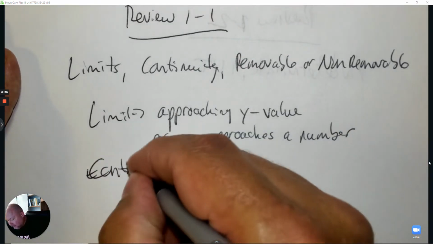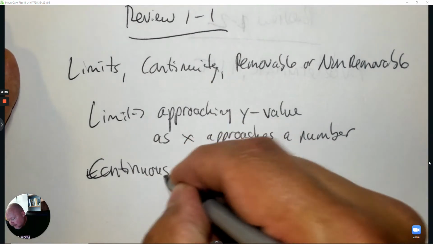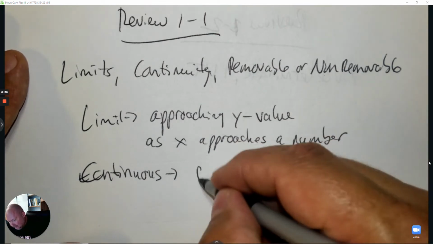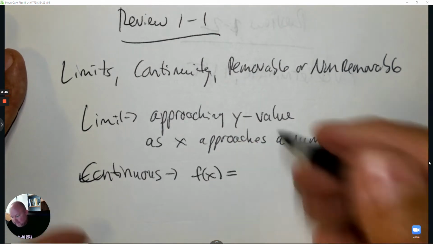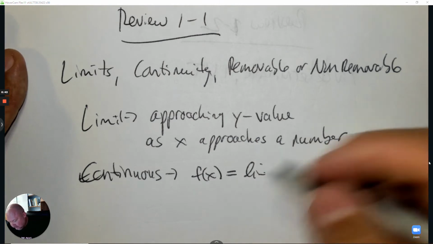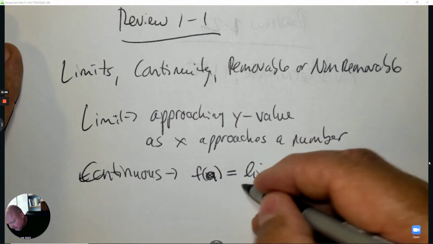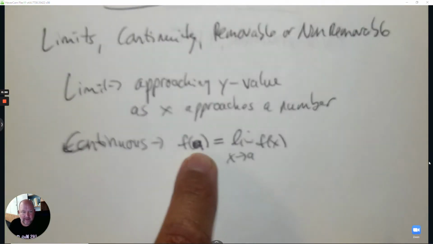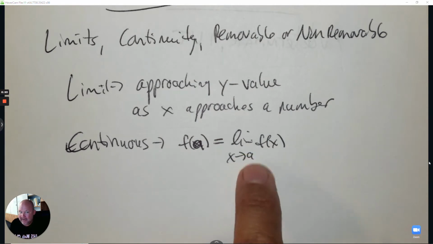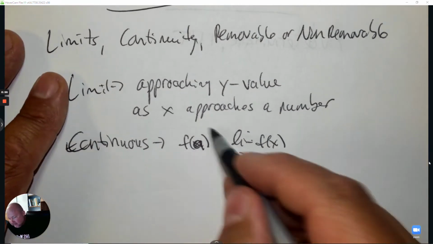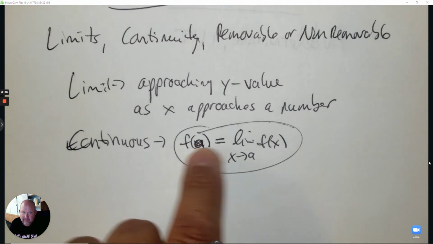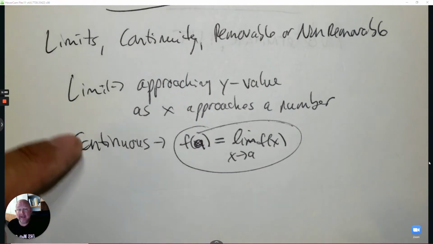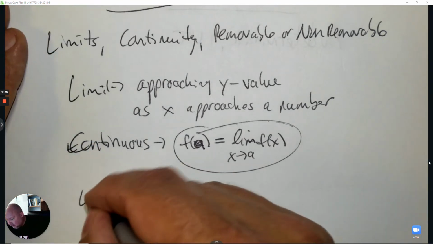The next concept is the concept of continuous. A function is considered to be continuous if the function value equals the limit value. Here we'll say it at a. So if the function value equals the limit value at any x value, then this is what continuity means. The function value and the limit value are equal to each other at that x value.